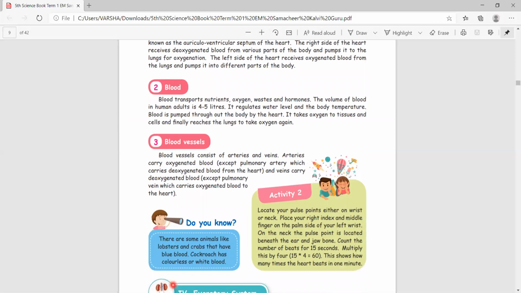There are some animals, like lobsters and crabs, that have blue blood. Cockroaches have colorless or white blood, and grasshoppers have green blood.